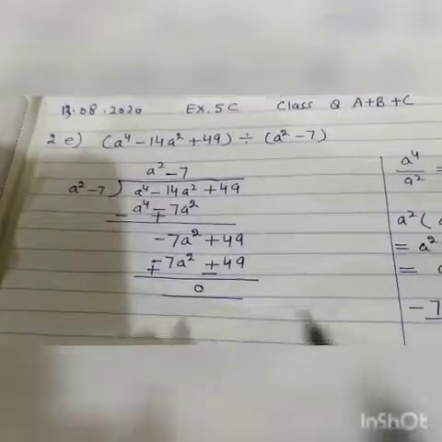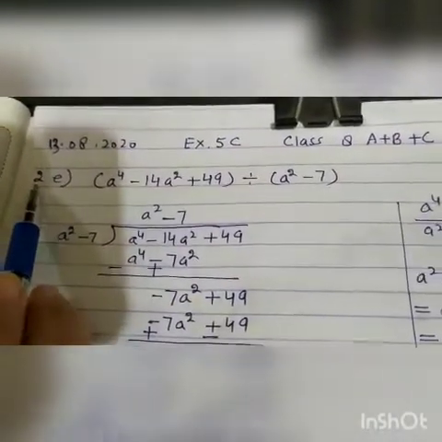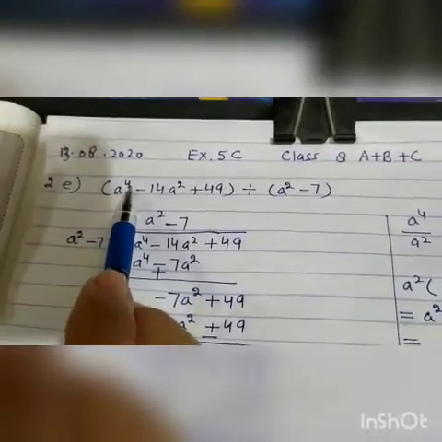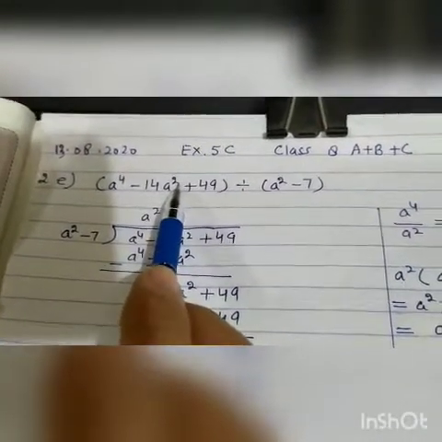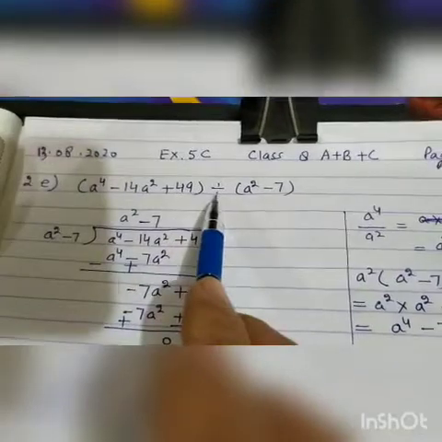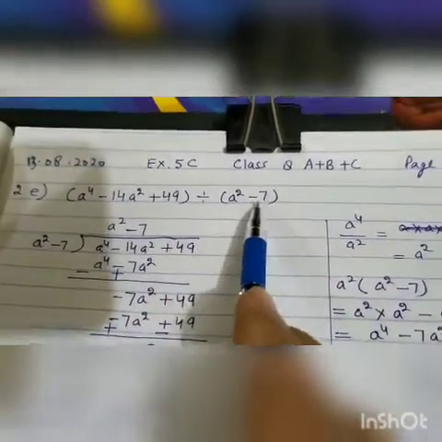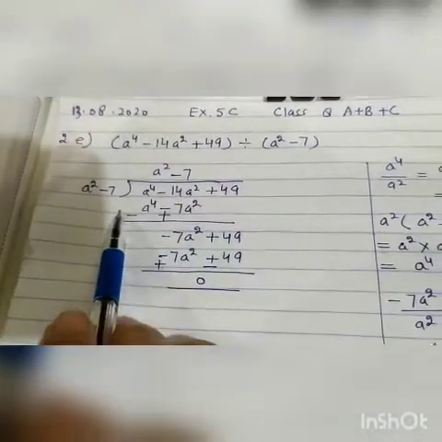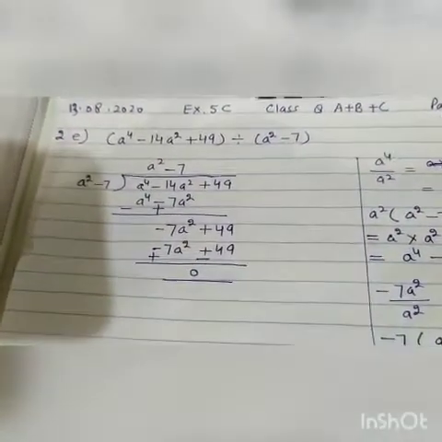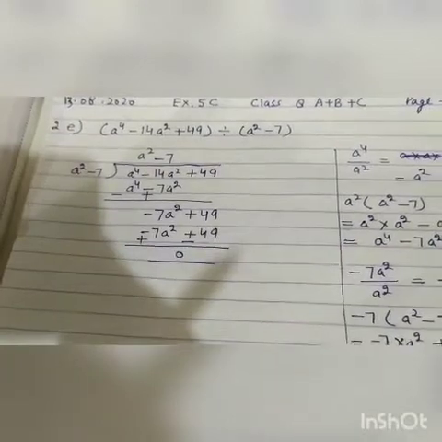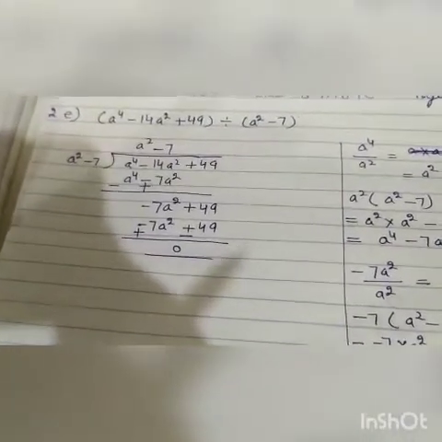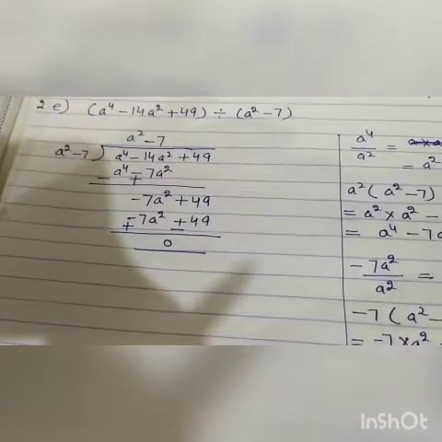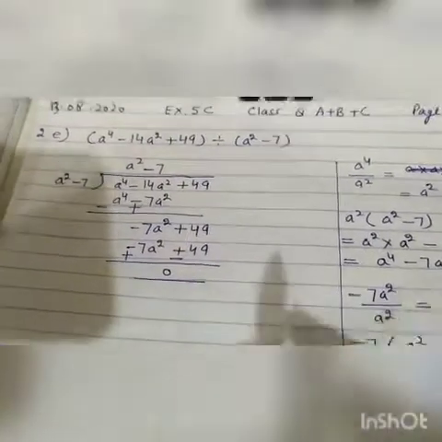So this is question number 2E. Here we have to divide a power 4 minus 14a square plus 49 by a square minus 7. So first we will write it in this form. If you watch the video 2 or 3 times, you can understand easily.